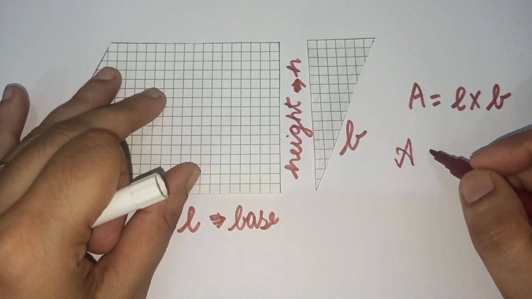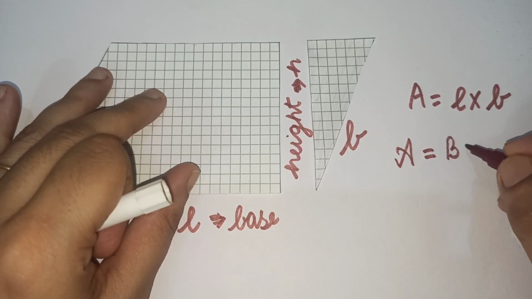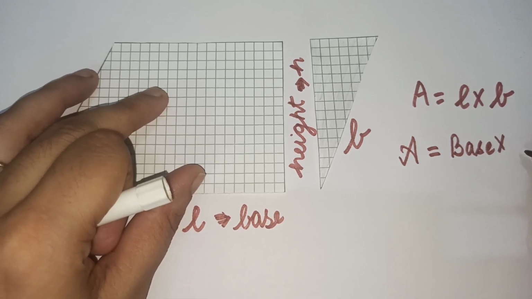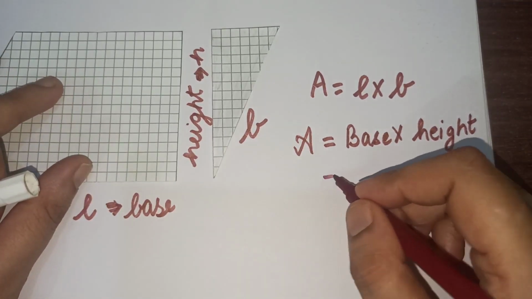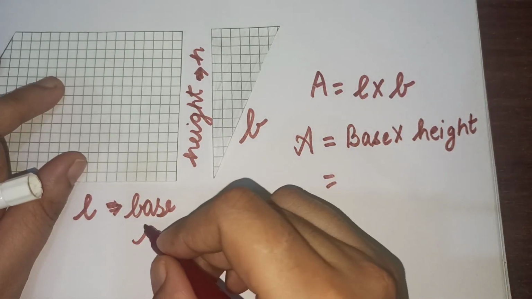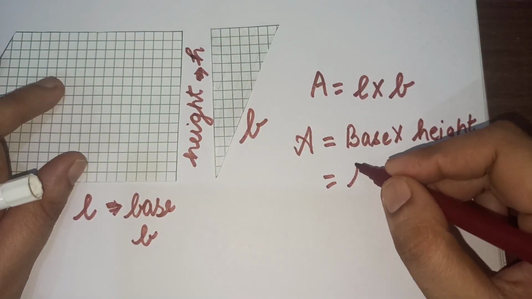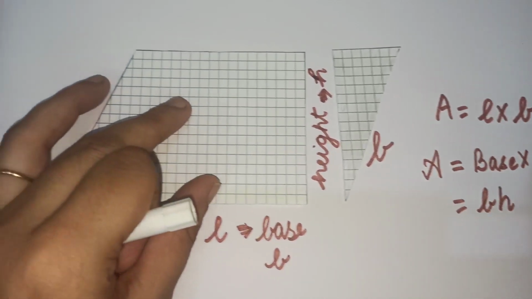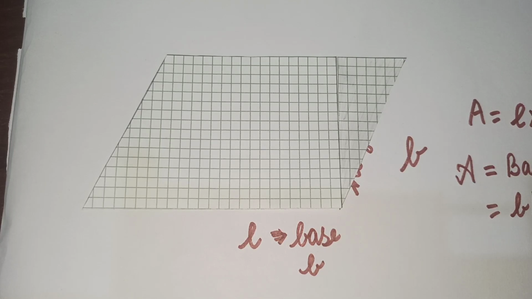The area of the parallelogram will only change in the way it is written. It will be base into height. And we can write base as B and height as H. So B into H. This way we have figured out that the formula for the area of a parallelogram is base into height.